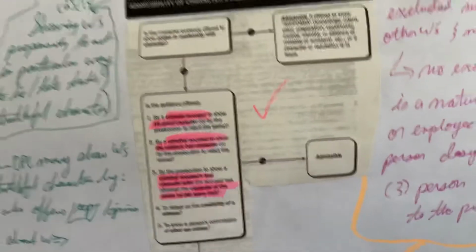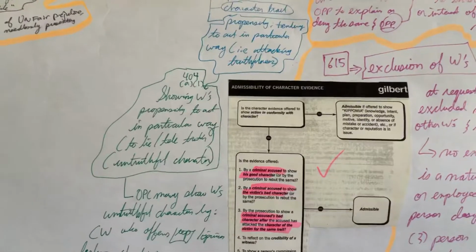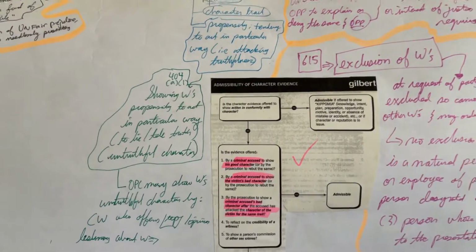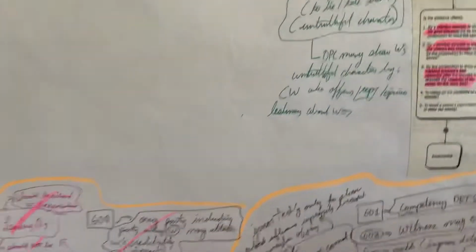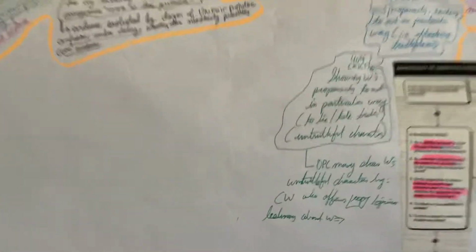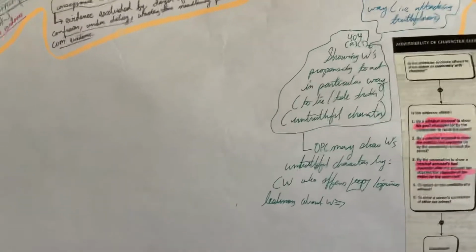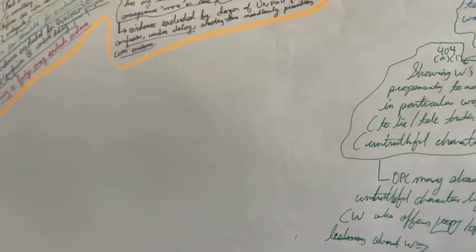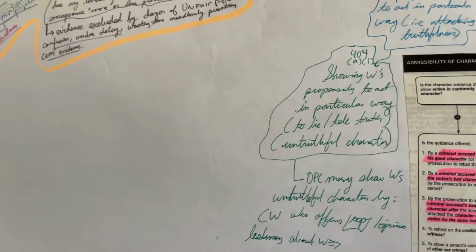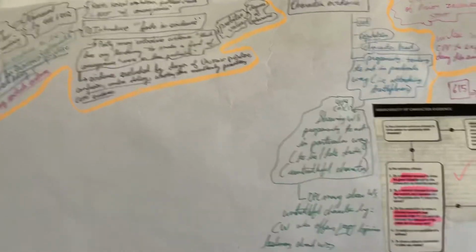So remember that exception: if it's offered for knowledge, intent, plan, preparation, opportunity, motive, identity, or absence of mistake, it can be admissible. Under 404(a)(1), evidence of a person's character or character trait is not admissible to prove that on a particular occasion the person acted in accordance with the character trait. This is otherwise known as propensity evidence.